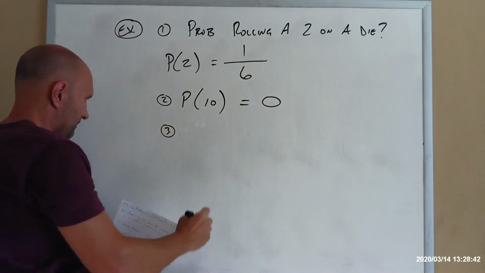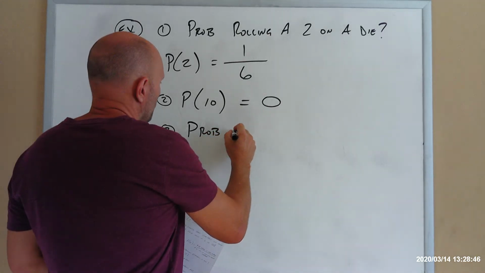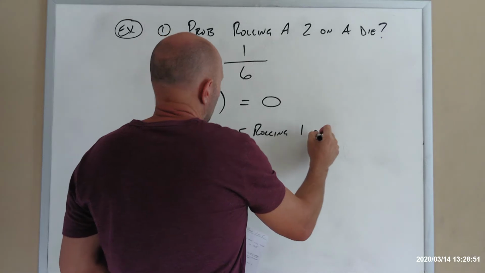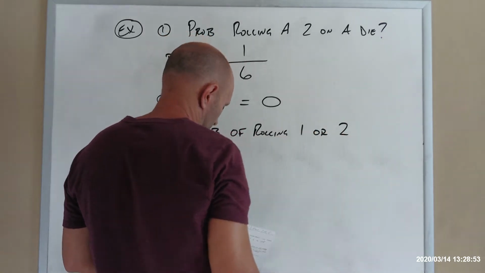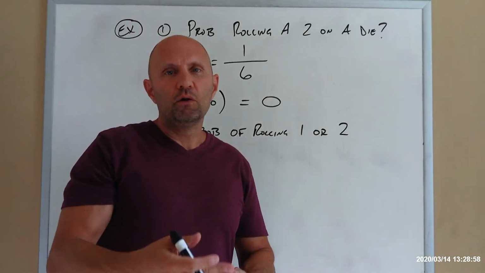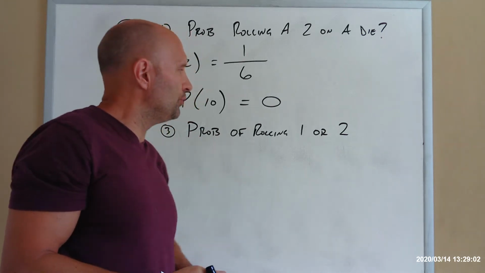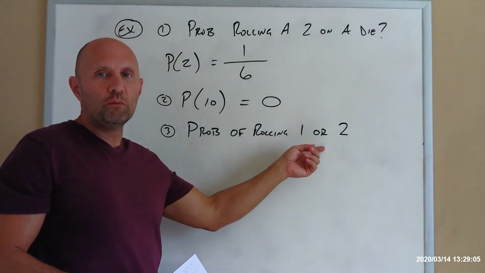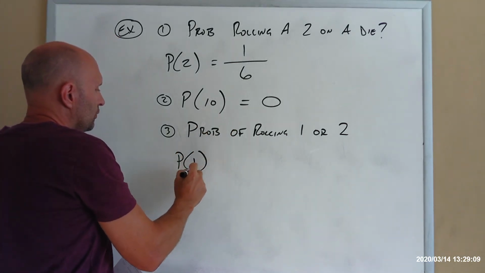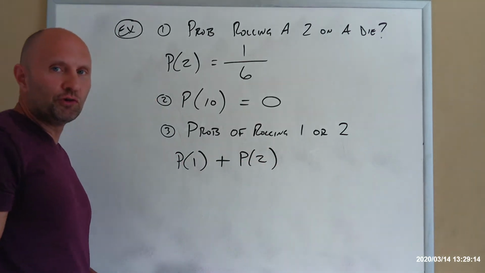Third example. What's the probability of rolling a 1 or a 2? So you have this 6-sided die, you roll it. What's the probability that you get a 1, or what's the probability that you get a 2? Well, I erased it, but "or" means what? Add. So this one is the probability that I get a 1 plus the probability that I get a 2.